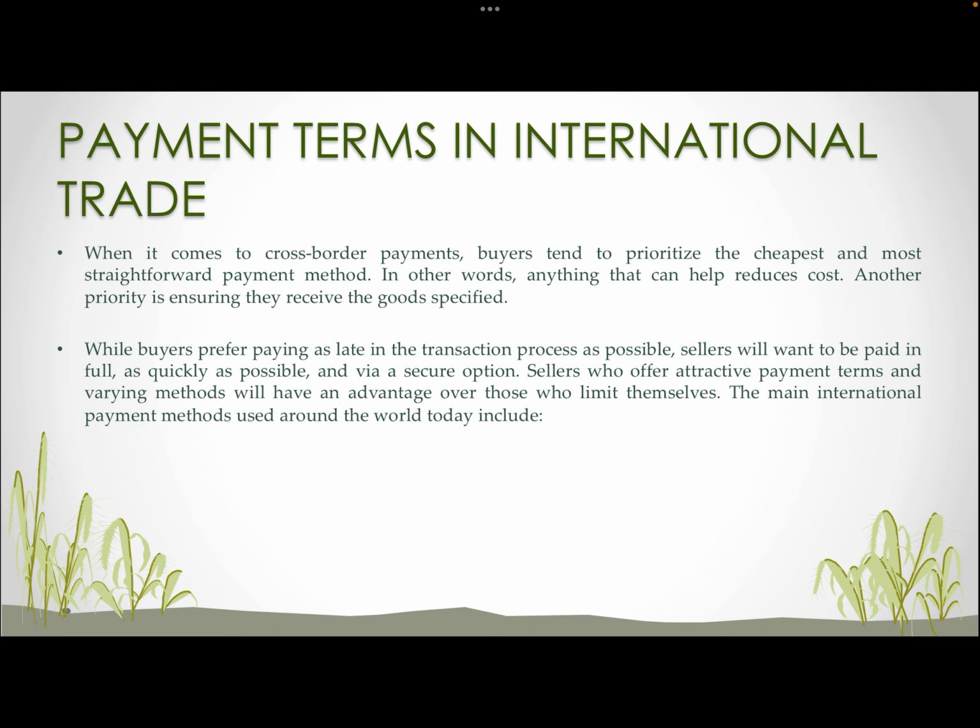While the buyer prefers paying as late in the transaction process as possible, sellers will want to be paid in full as quickly as possible and via a secure option. Sellers who offer attractive payment terms and varying methods will have an advantage over those who limit themselves. The main international payment methods used around the world today include cash in advance, letter of credit, open account, and consignment. So next, I will explain each payment method with its pros and cons.